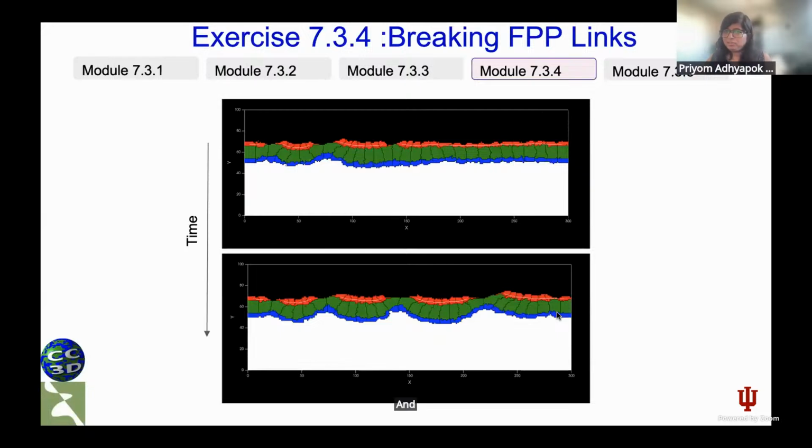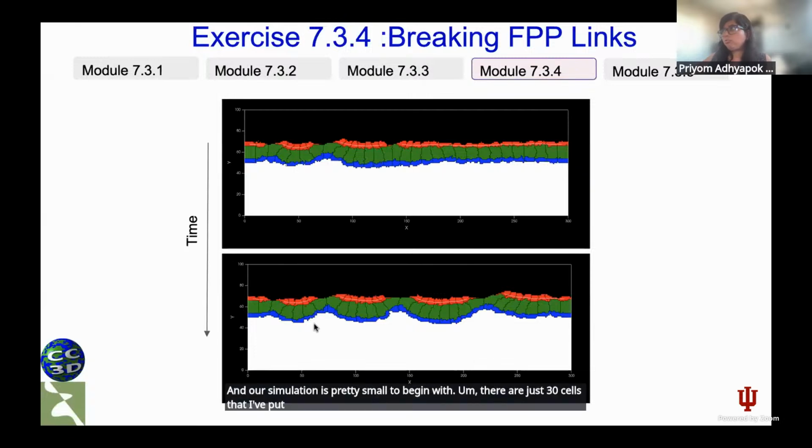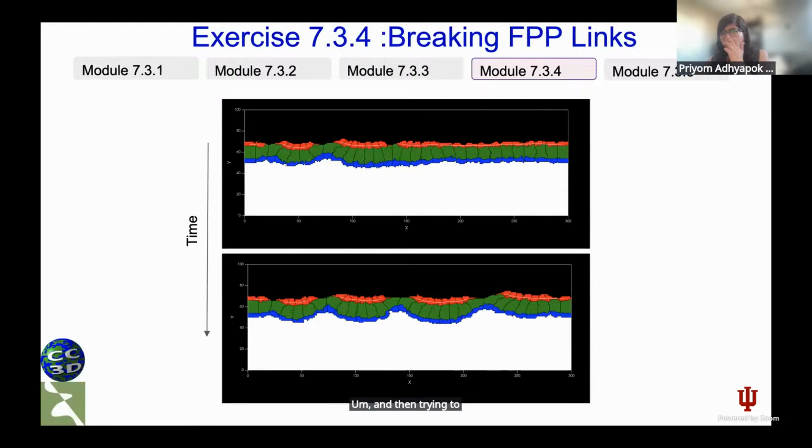And our simulation is pretty small to begin with. There are just 30 cells that I've put in. You can try increasing the simulation space and see if that gives you a few more clusters with more uniformity than what you have here. But this code should be under module 7_3_4. So if you run this, you should be able to see an epithelium breaking into individual clusters depending on certain features of the focal point plasticity plugin.